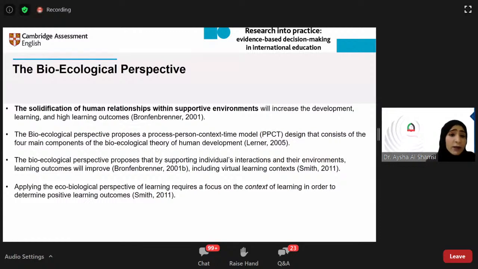Okay, the bioecological perspective of learning requires a focus on the context of learning in order to determine positive learning outcomes. The desired learning experiences will occur through the bidirectional interactions between individuals and the wider system surrounding them.